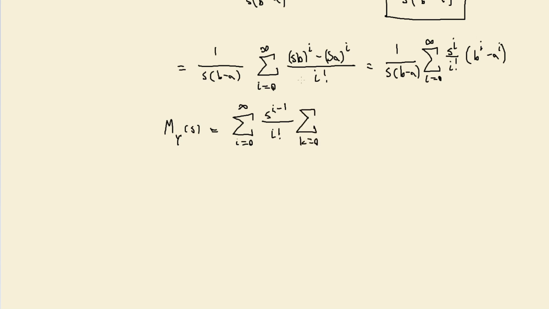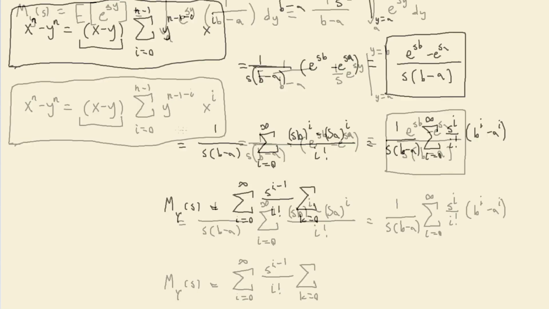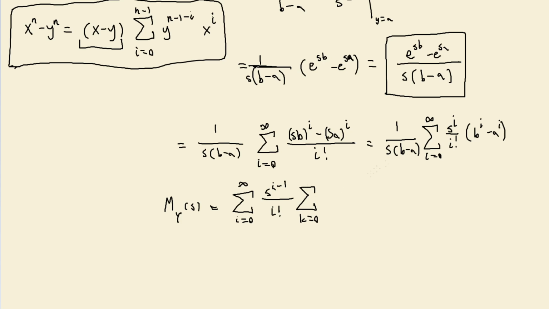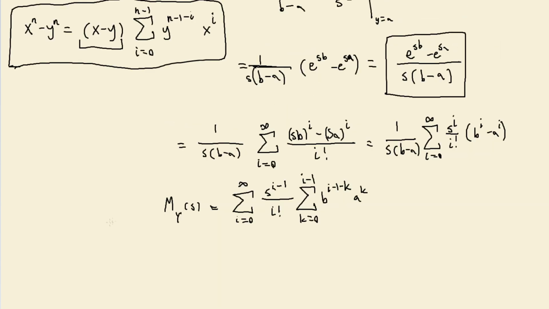I need to change the sum here. And then what is this going to go to? Here, when we have a difference of powers of x to the n, we pull out that factor, and then we index from i equal to 0 to n minus 1. And so here, since we had a difference of powers of i, this is going to go up to i minus 1. And then we just have b to the power of i minus 1 minus k times a to the power of k. That's just according to this difference of powers formula that we derived earlier. And so this is an alternative way of expressing this formula.